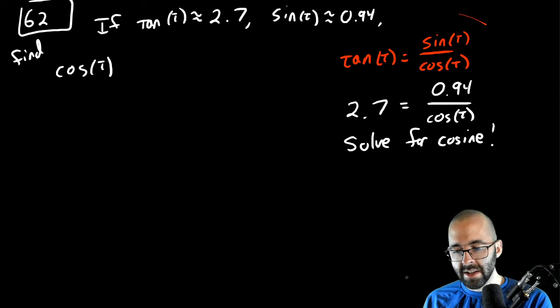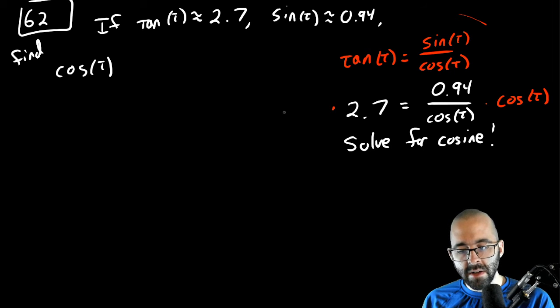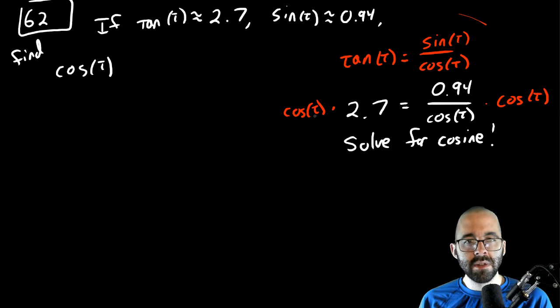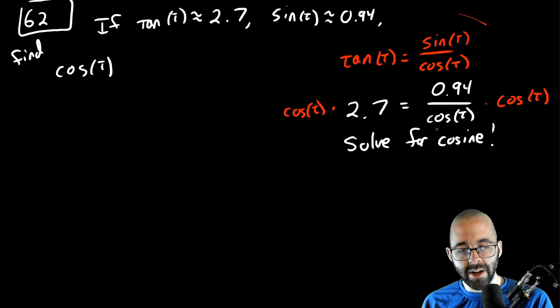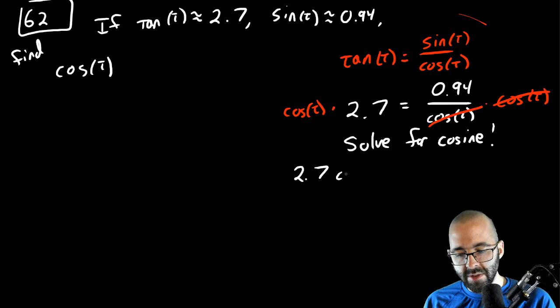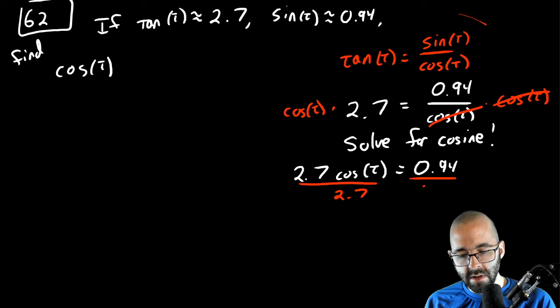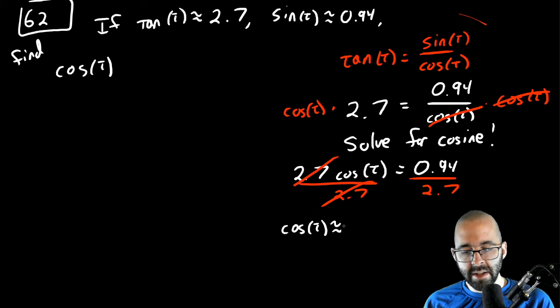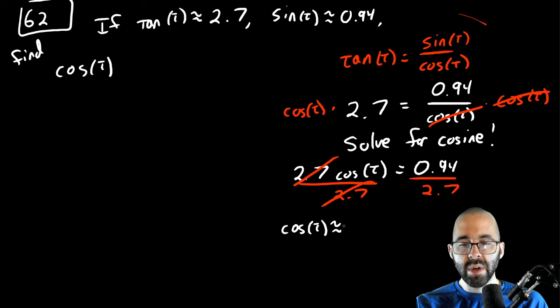Hey, there we go. So we have cosine in the denominator. So to get cosine out of the denominator, if your variable's ever in the denominator, multiply both sides by the LCD. Multiply both sides by the denominator, because now on the right-hand side, that cancels out. And on the left-hand side, we just have 2.7 times cosine of t. All that's left is to get cosine by itself. And we're going to get that the cosine of t is approximately 0.94 divided by 2.7.